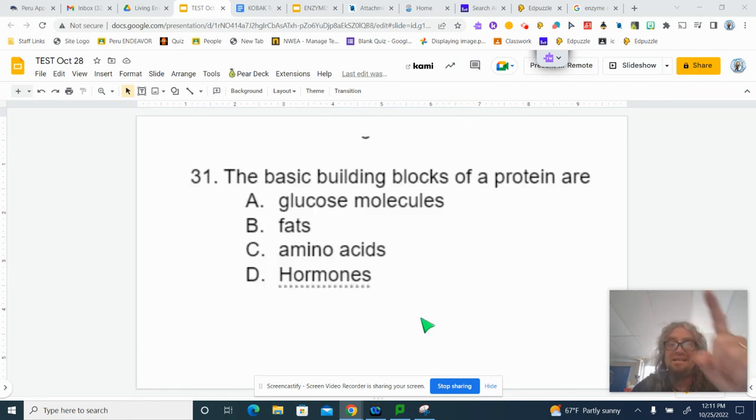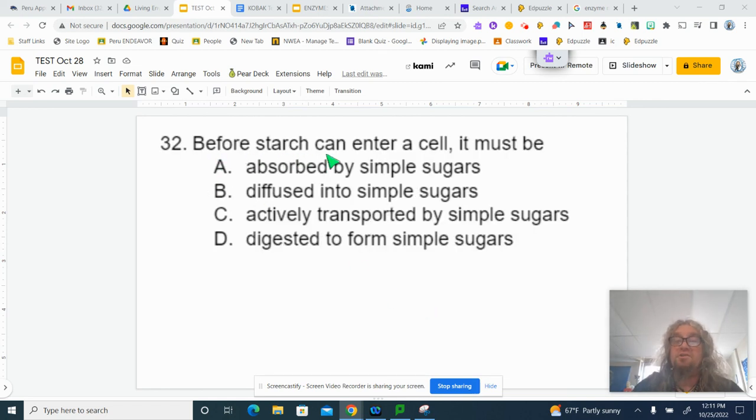Question 31. The basic building blocks of protein are A, glucose, B, fats, C, amino acids, D, hormones. 32. Before starch can enter a cell, it must be A, absorbed by simple sugars, B, diffused into simple sugars, C, actively transported by simple sugars, or D, digested to form simple sugars.